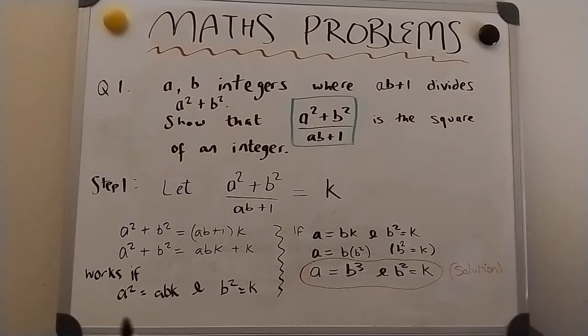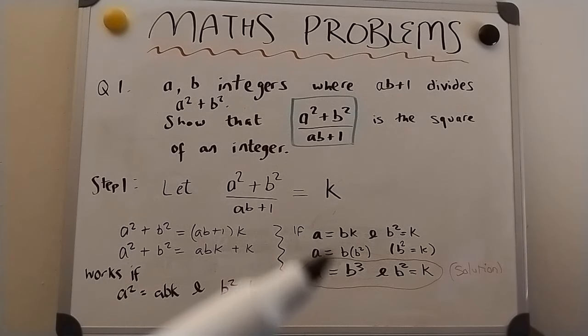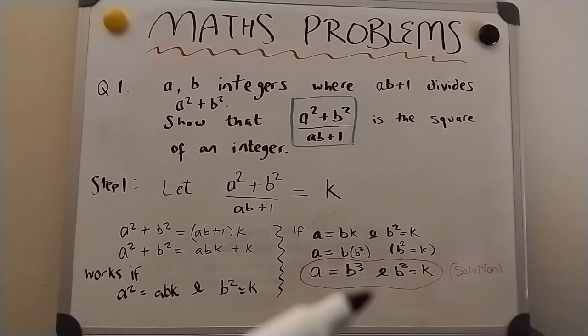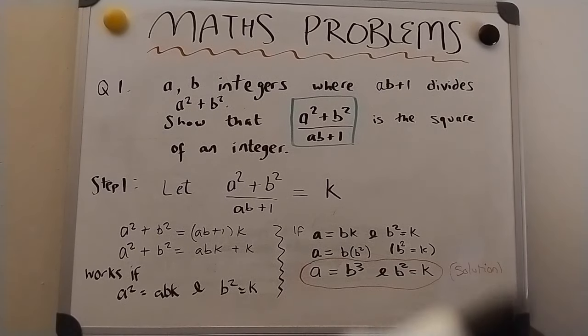So I've just decided to let a squared equal abk in this case. And we can simplify that. If we divide across by a on each side, we get a is equal to bk. And then of course b squared is still equal to k. We can't really simplify that, nor would we want to, because that is basically the answer. So that means that a is equal to b times b squared. I'm substituting b squared equal to k into this a equals bk expression, which means that a is equal to b cubed, and of course b squared is still equal to k. That hasn't changed. And that is basically the solution, guys.